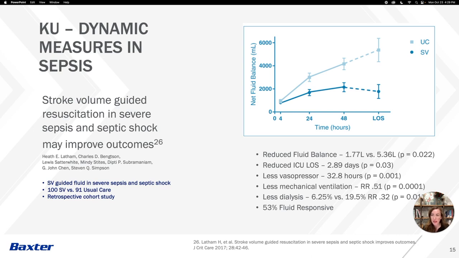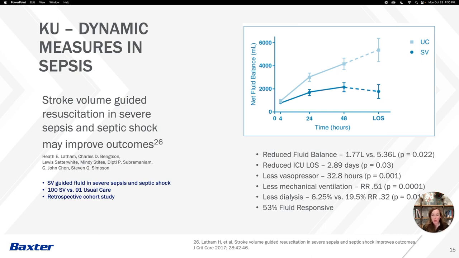This was done at the University of Kansas, and essentially they had 200 sepsis and septic shock patients, and there were 100 patients in the usual care group and then 100 patients in the stroke volume guided group. All patients got their weight-based fluid. I just want to point that out. After that point, patients in the usual care group got fluid according to usual care. So oliguria, hypotension, tachycardia, mottling, signs and symptoms of hypoperfusion, high lactate, etc.